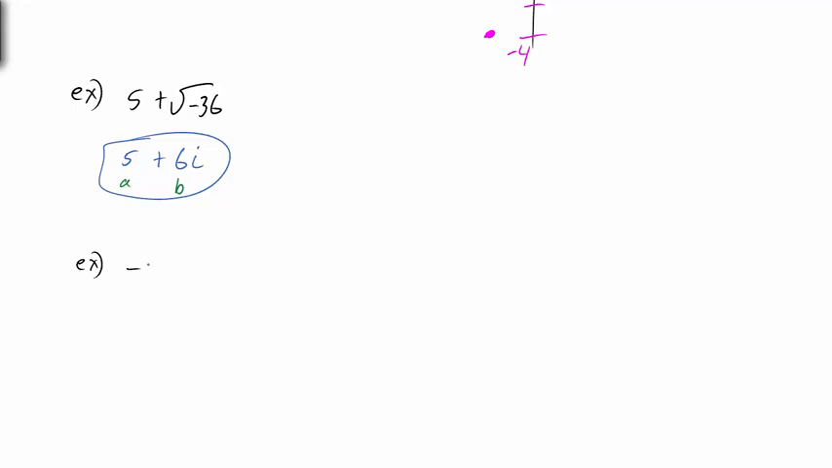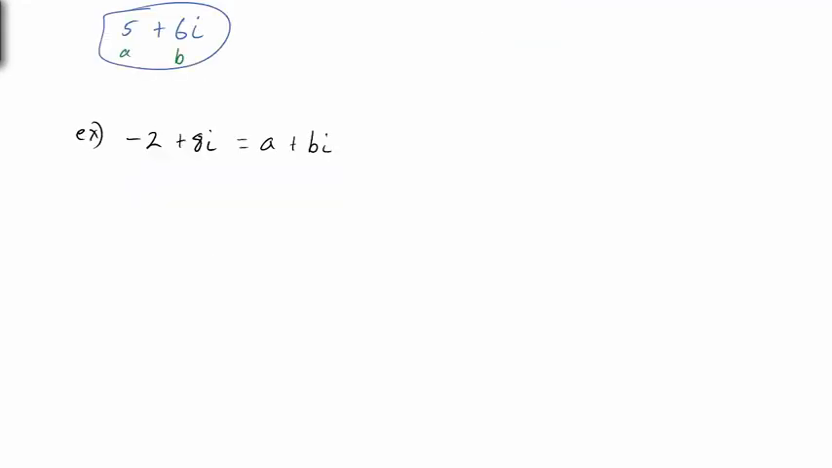Now, if I was to give you, say, negative 2 plus 8i is equal to a plus bi. If this is the case, what is a and what is b? Well, if these two numbers are equal, then that tells us that a must be equal to negative 2 because that's the real part, and b has to be equal to 8 because that is the imaginary part. So here a is negative 2, b is positive 8.